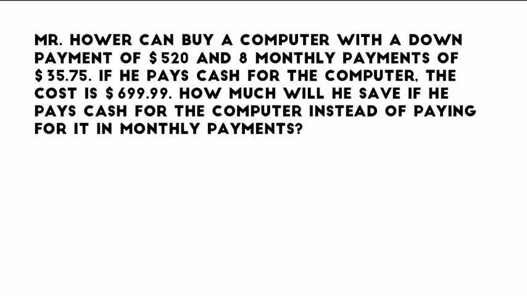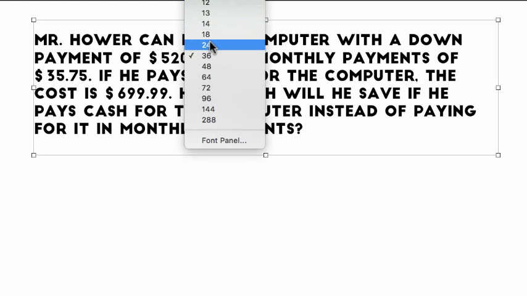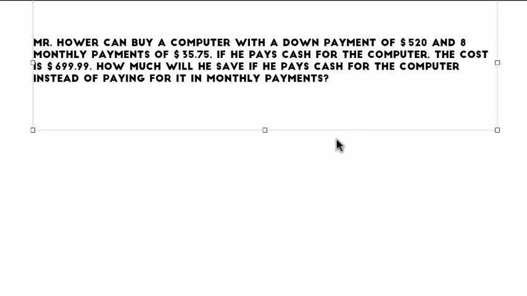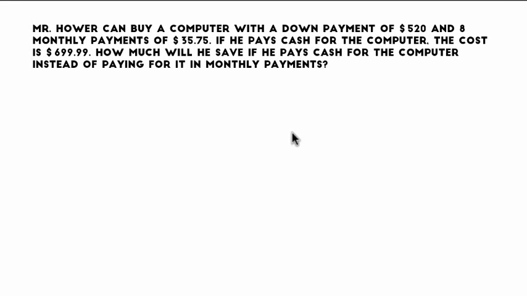So we have Mr. Hauer. Mr. Hauer can buy a computer with a down payment of $520 and 8 monthly payments of $35.75. If he pays cash for the computer, the cost is $699.99. How much will he save if he pays cash for the computer instead of paying for it in monthly payments?